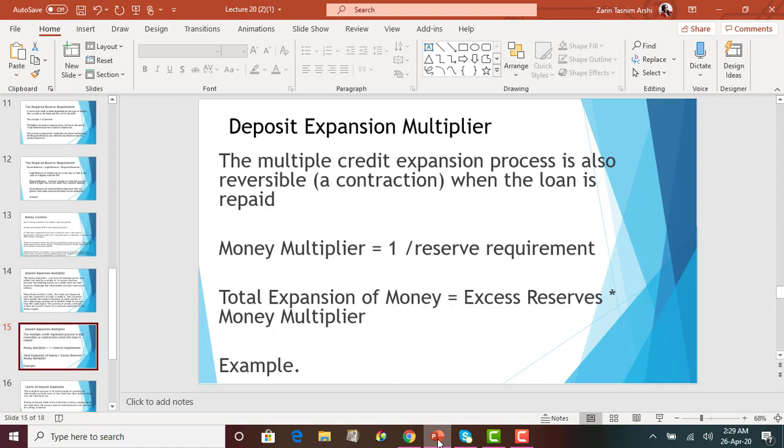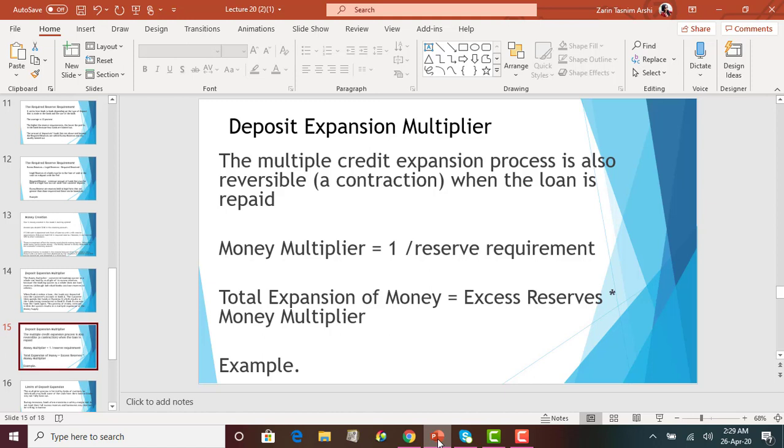Now, these are some formulas you need to know. The money multiplier is given by 1 divided by your reserve requirement, not the amount, the rate. Let me correct it: money multiplier is equal to 1 divided by your required reserve rate, not the amount, the rate. And then we use that money multiplier to see how much the money supply will go up, and that's given by excess reserve times money multiplier.